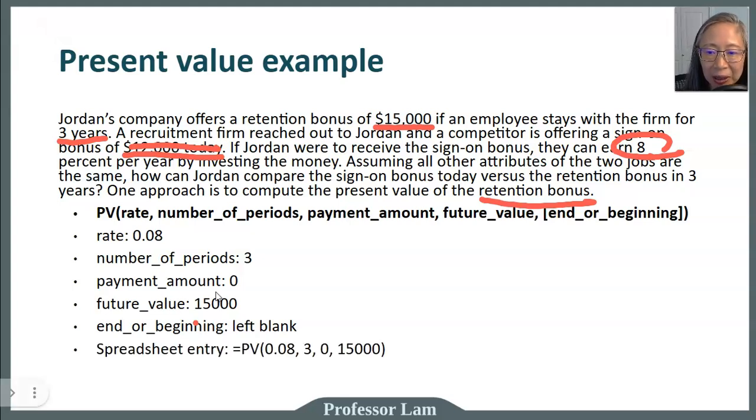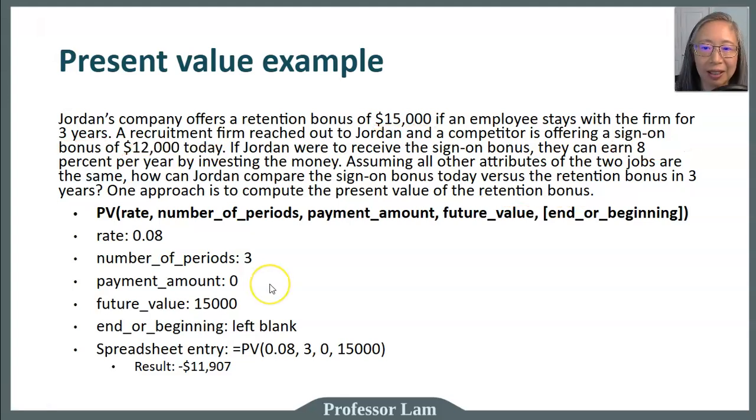You enter, once again, start with the equal sign. Whenever we use a function in the spreadsheet, we start with an equal sign. The function is PV, and these are the input values. Pause the video and put this into your own worksheet. Welcome back. Did you get 11,907? So this is what you can compare to the sign-on bonus. Since the retention bonus, the $15,000 in year 3, is worth only $11,900 today, the sign-on bonus of $12,000 is higher. Not a whole lot higher, but it's still higher.